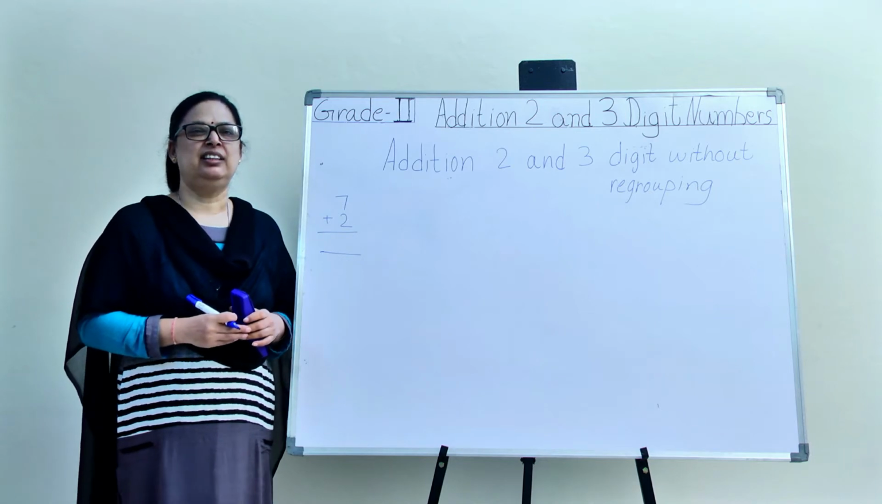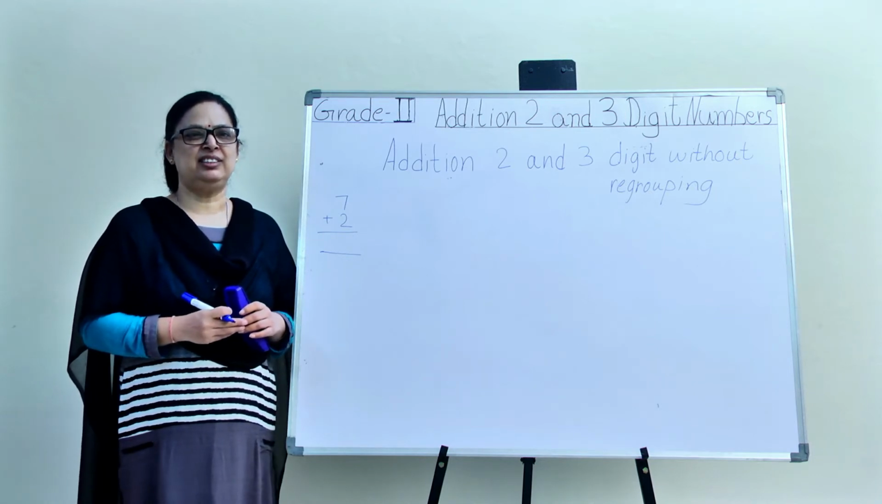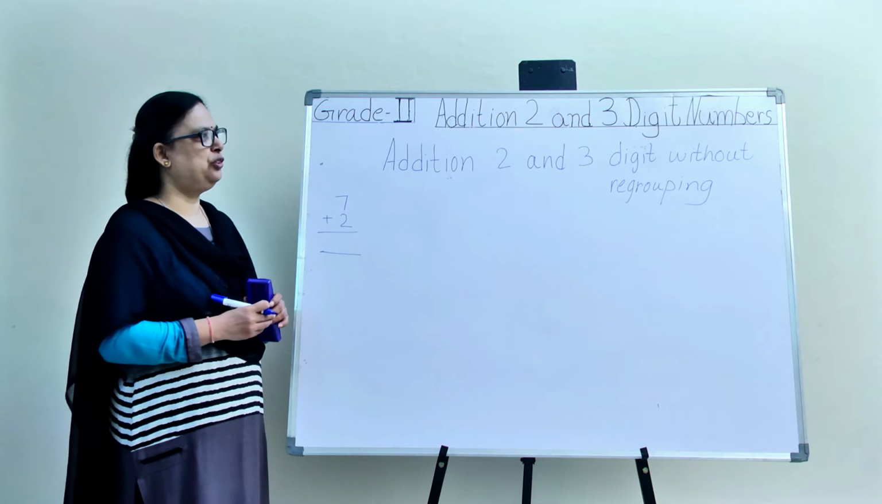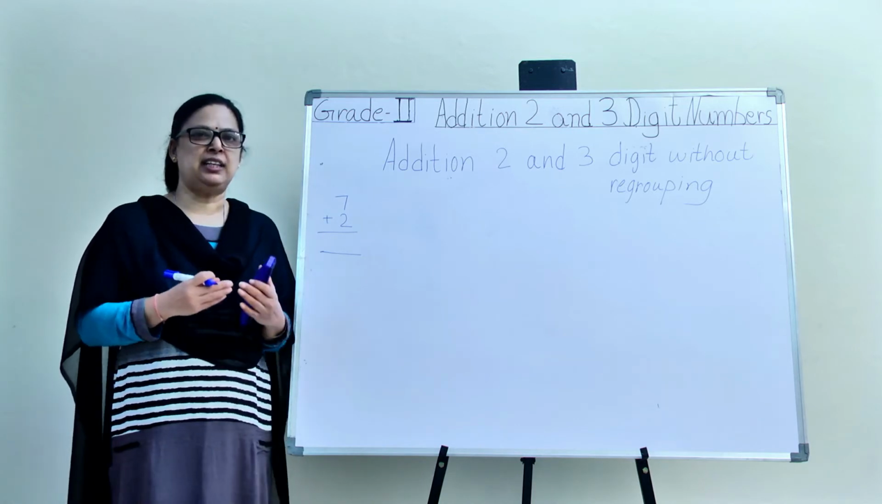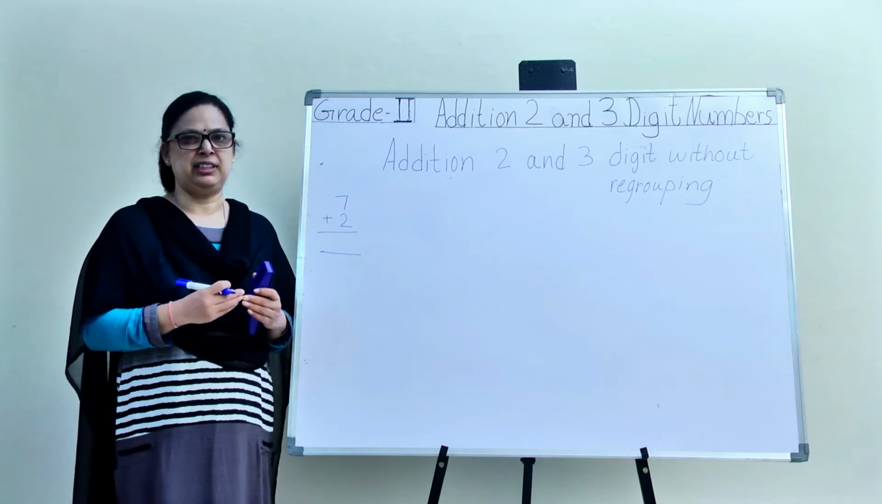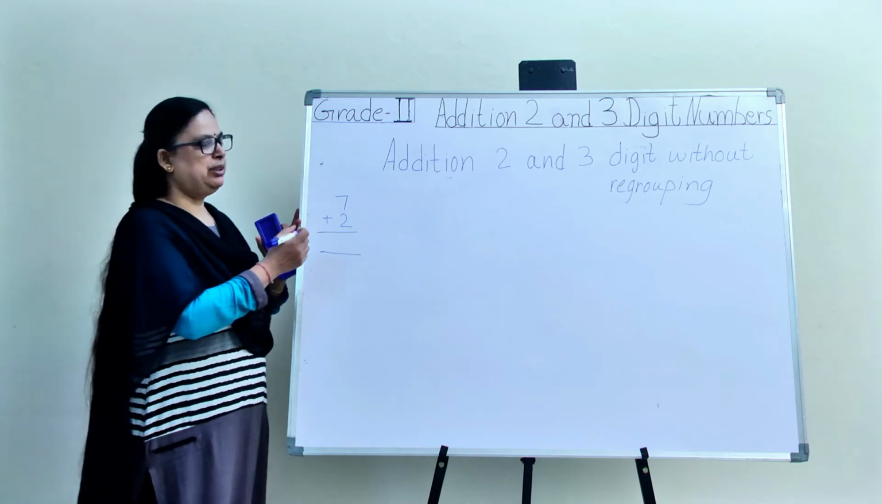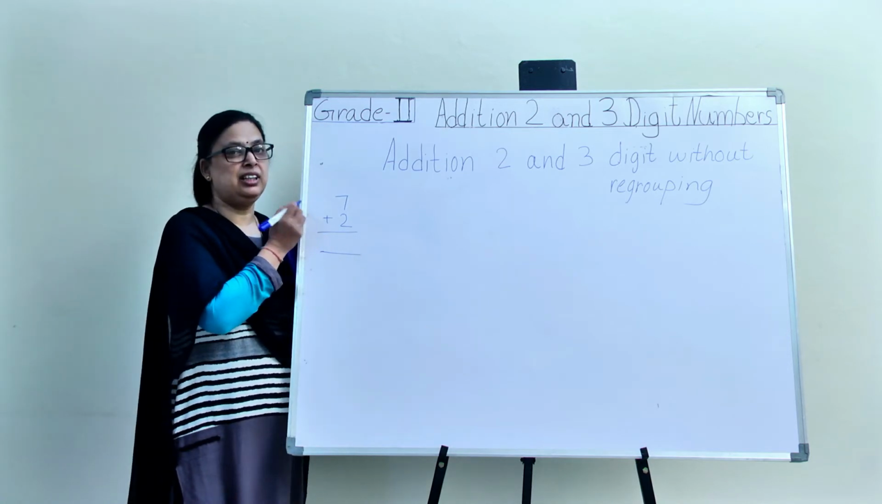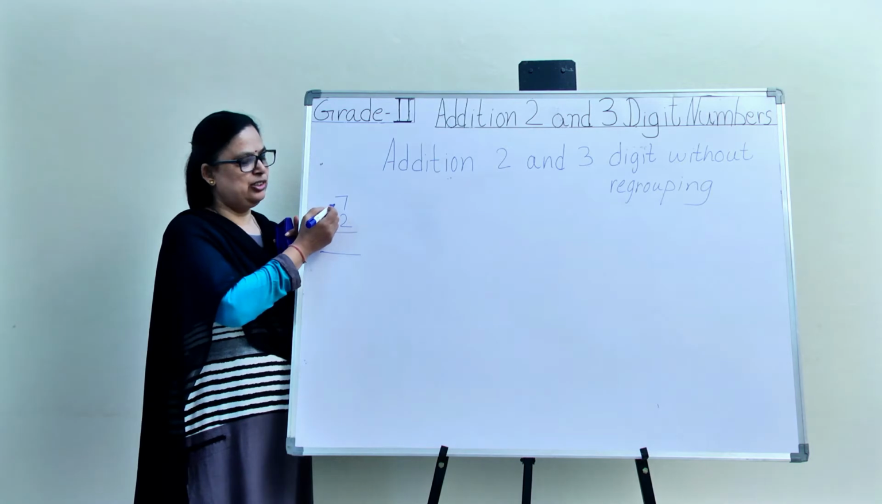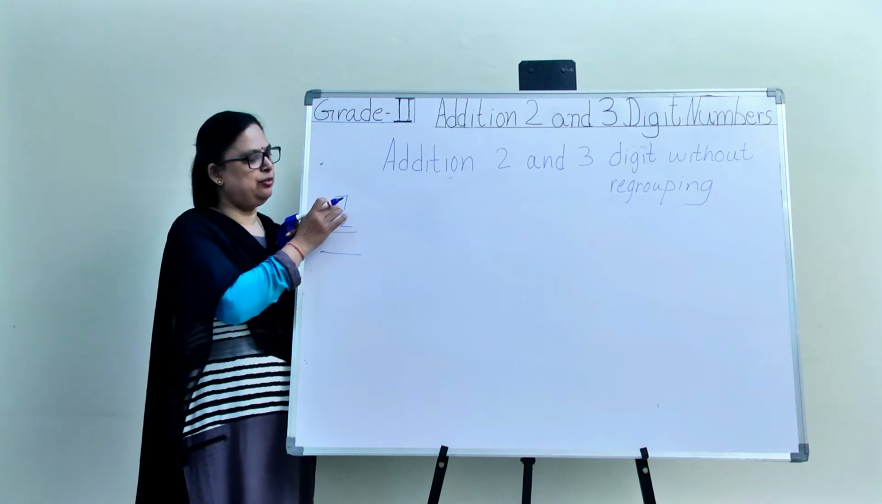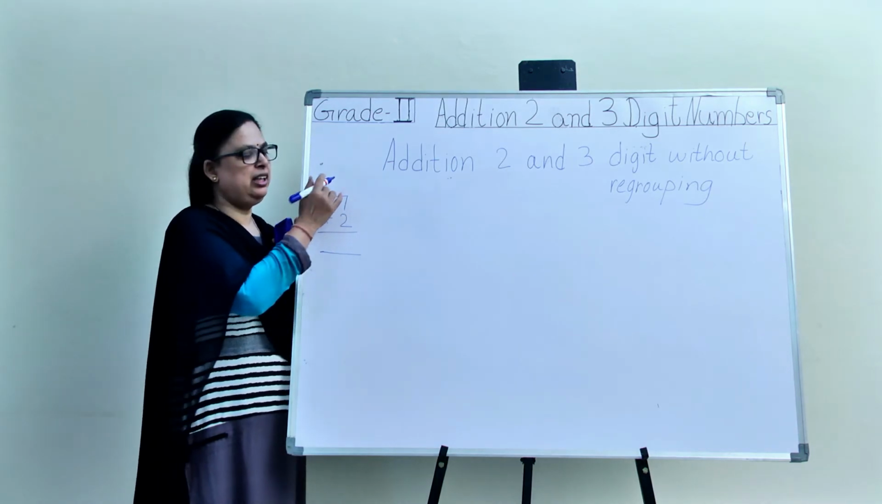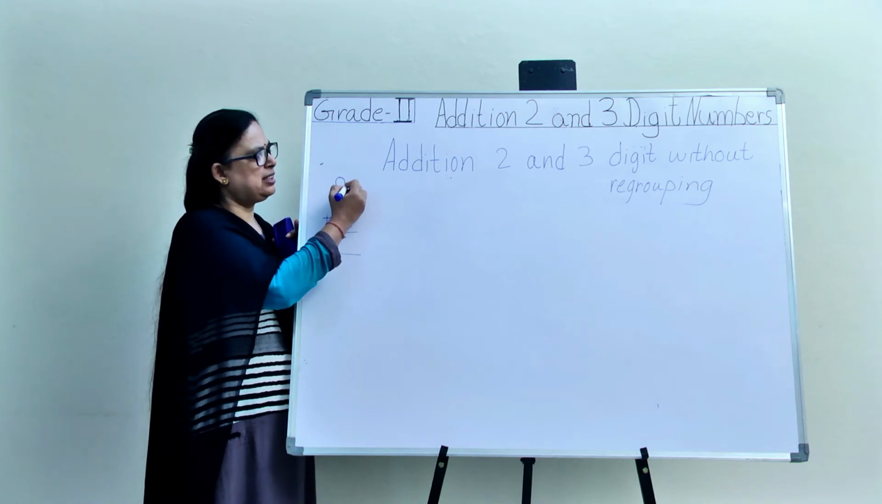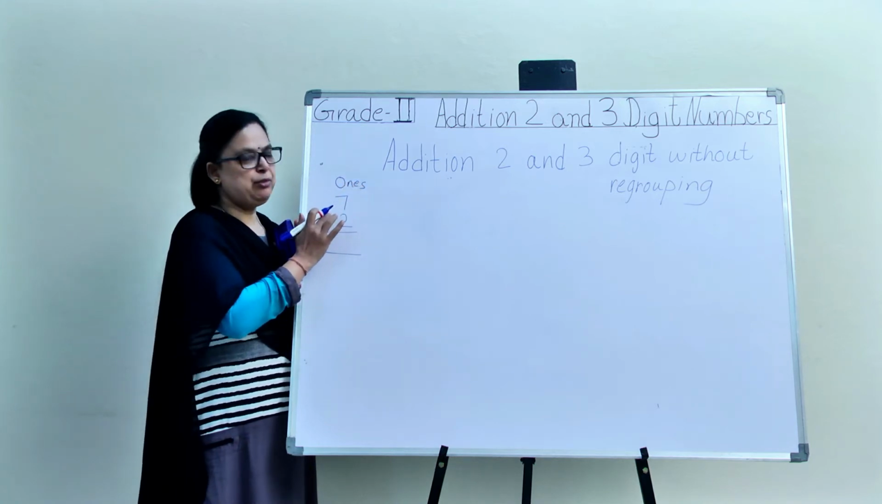Welcome back, children. Now we are going to do addition of 2 and 3-digit numbers without regrouping. This regrouping is nothing but a carryover digit. Look at this number here. We will recall what we learned in our first class. This is a single digit number, so in which column would it be? It would be in the ones place. So 7 plus 2.